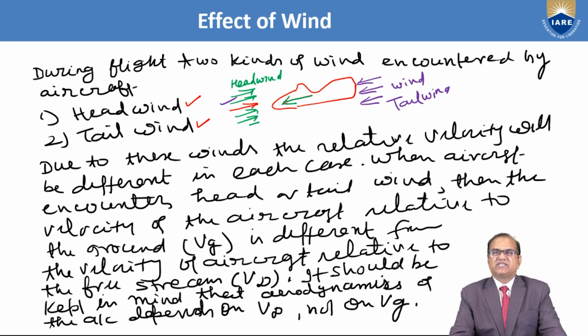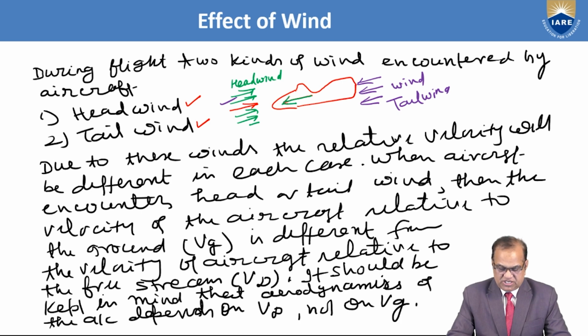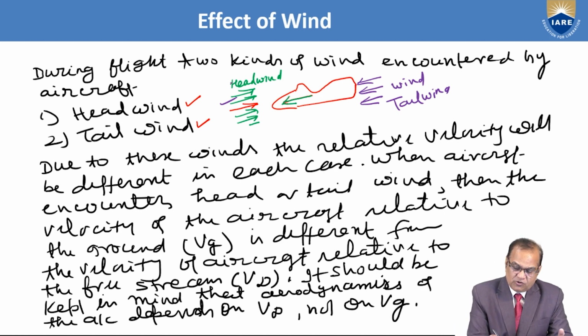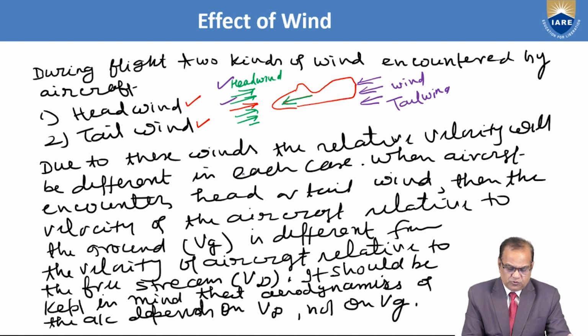Due to these winds, the relative velocity will be different in each case. So if you see in which case you have the more relative velocity, if you have the headwind, the relative velocity is more. So due to these winds, the relative velocity will be different in each case.